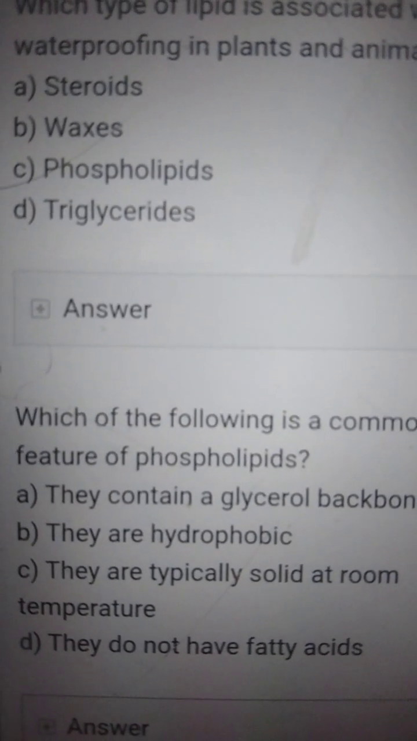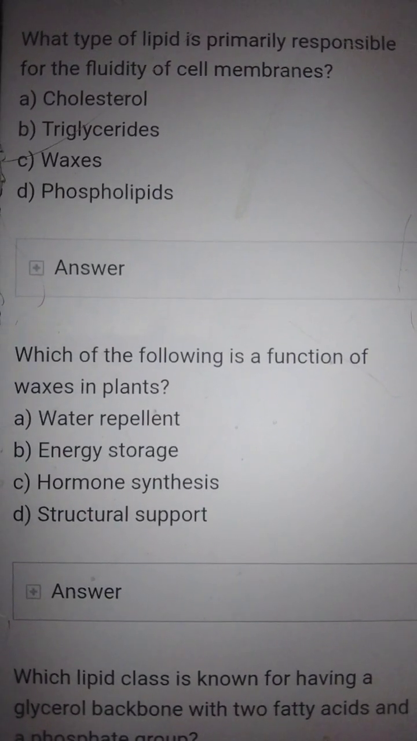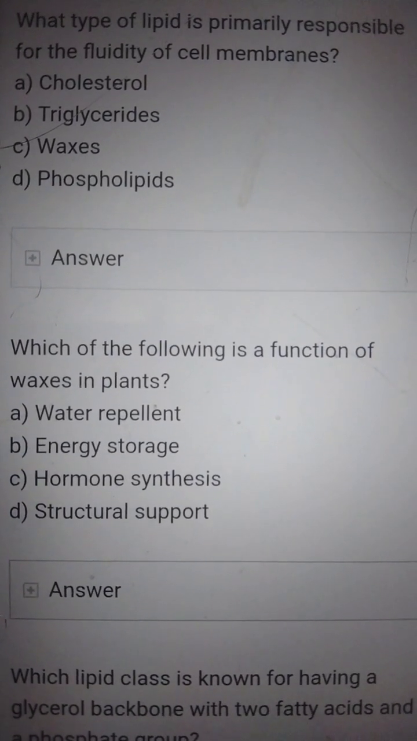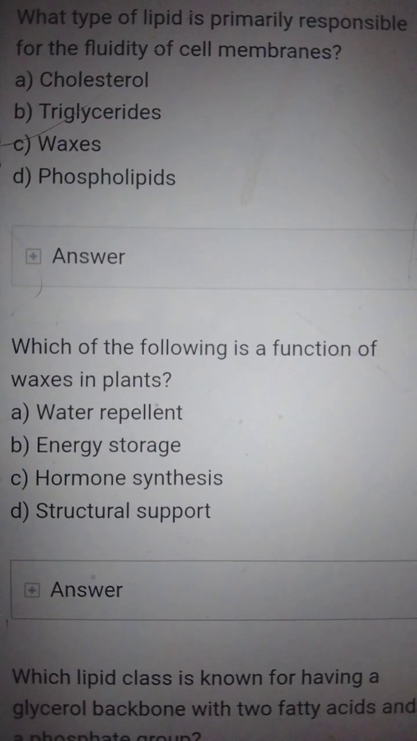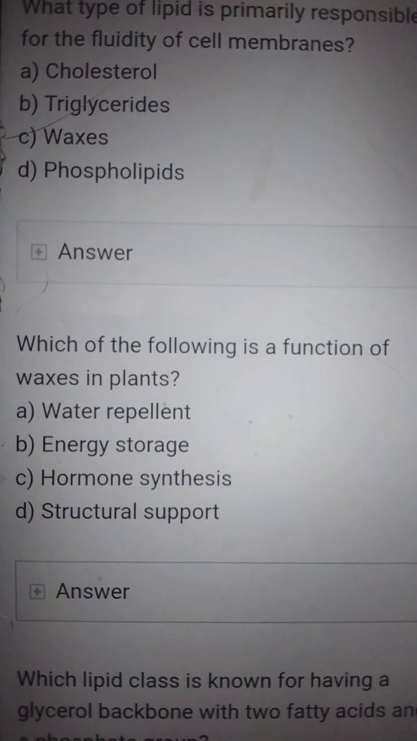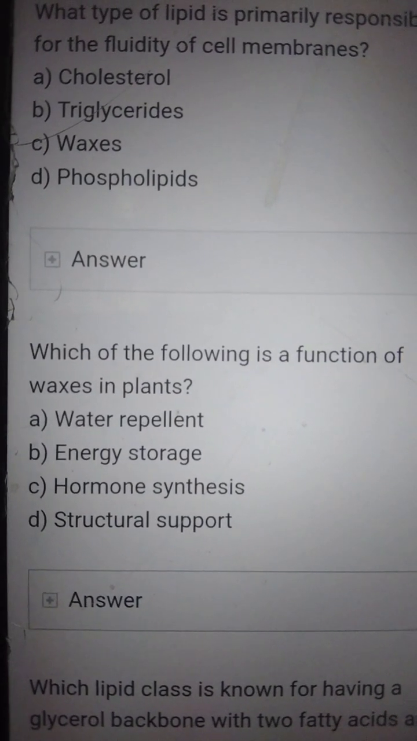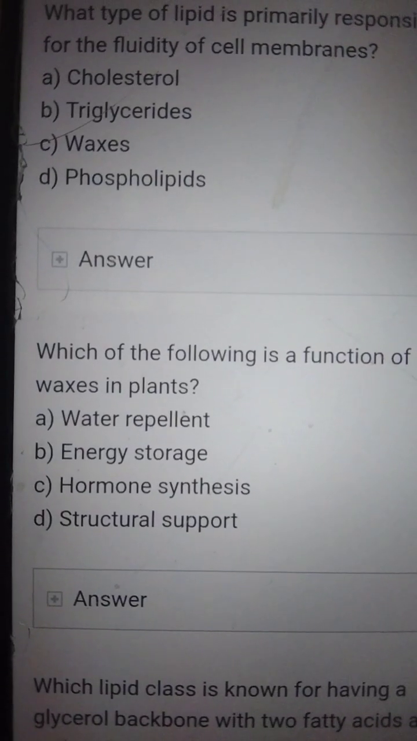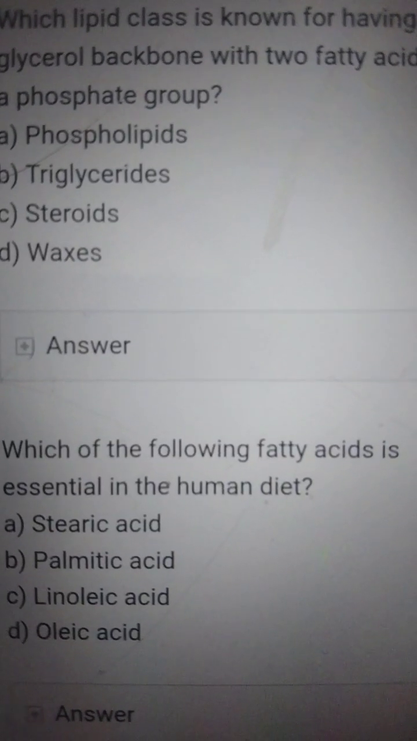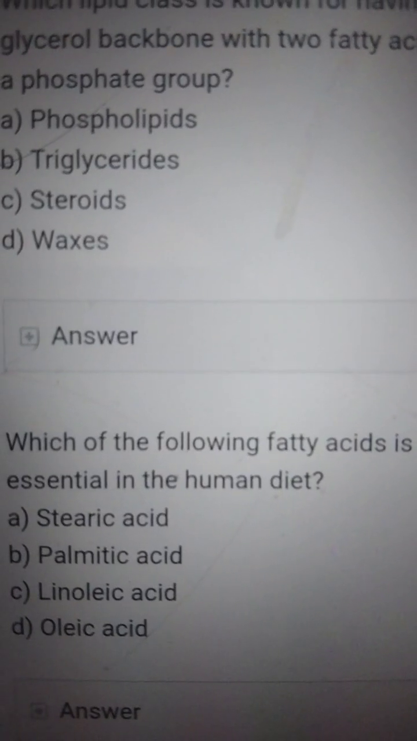Here is the next question. Which type of lipid is primarily responsible for the fluidity of cell membrane? Cholesterol, triglyceride, waxes, phospholipids. The answer is cholesterol. Which of the following is a function of waxes in plants? Water repellent, energy storage, hormone synthesis, structural support. The correct answer is water repellent. There is another question. Which lipid class is known for having a glycerol backbone with two fatty acids? Phosphate group, phospholipids, triglycerides, steroids, or waxes?